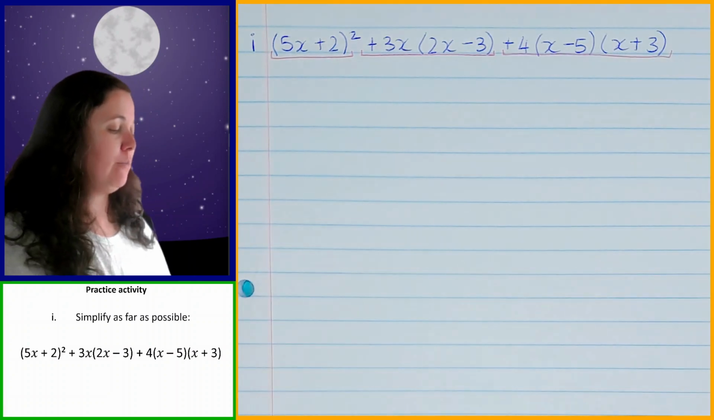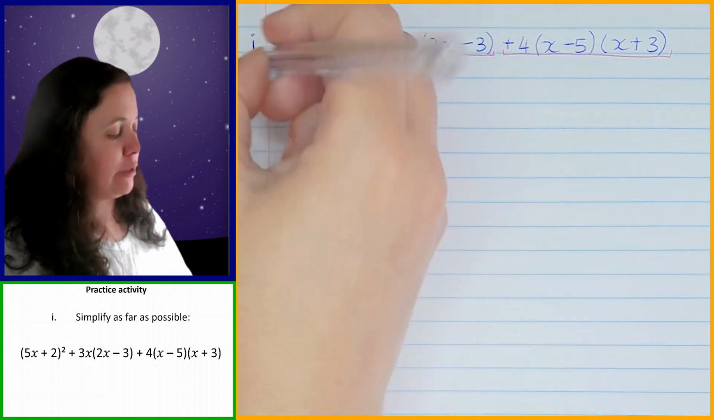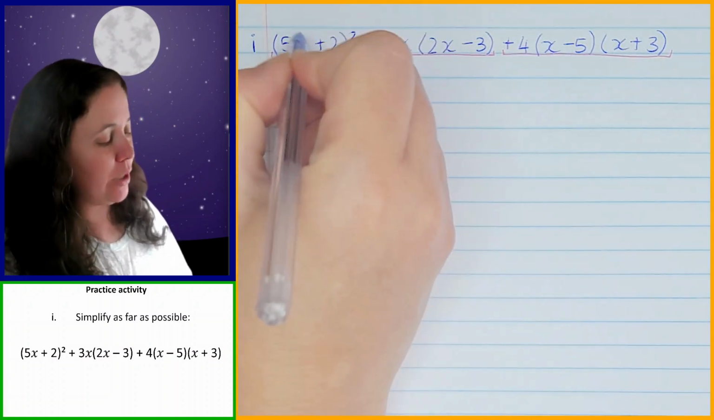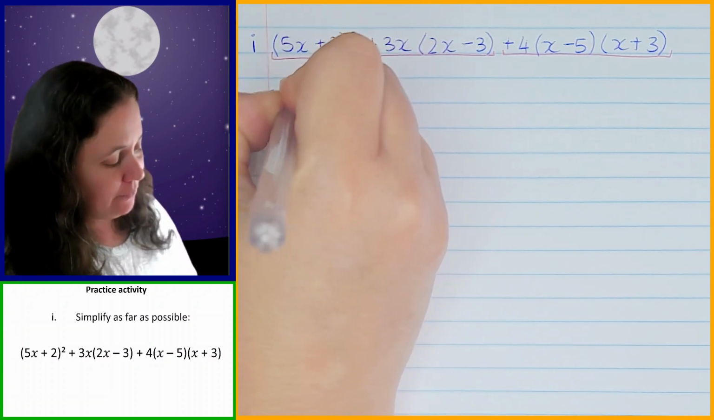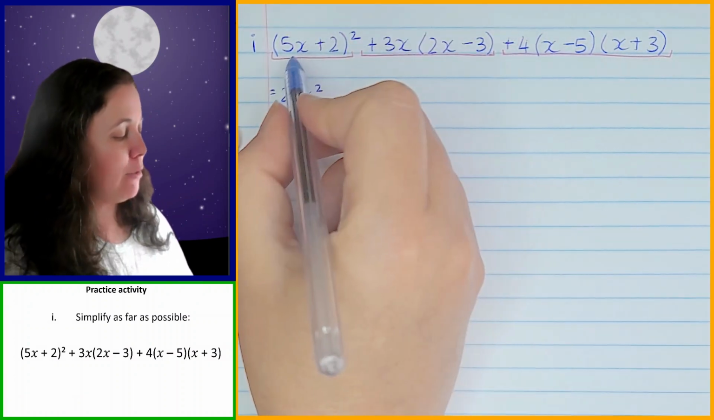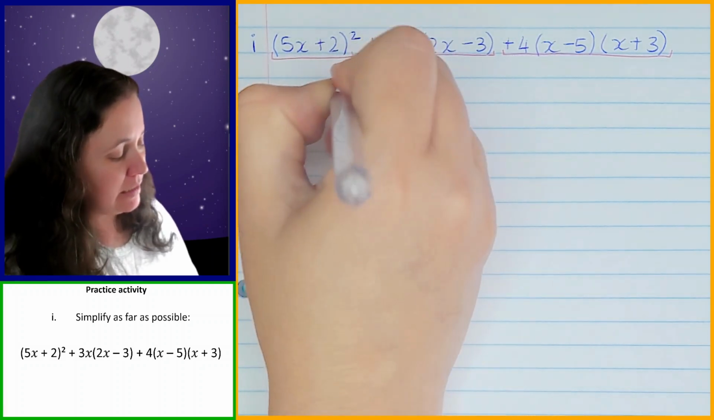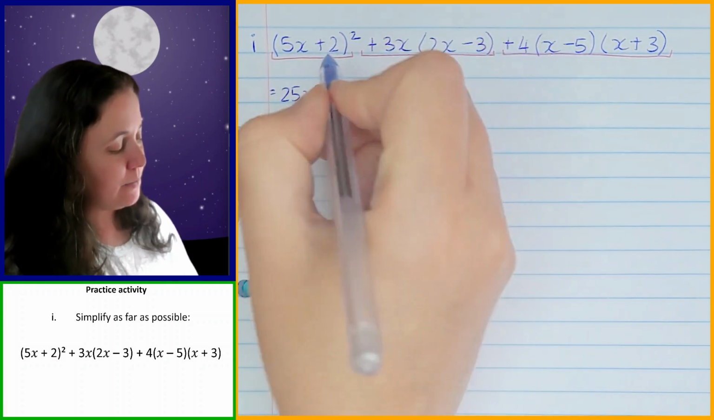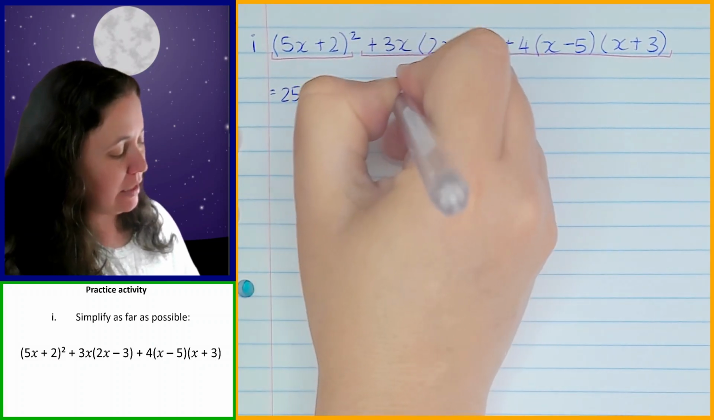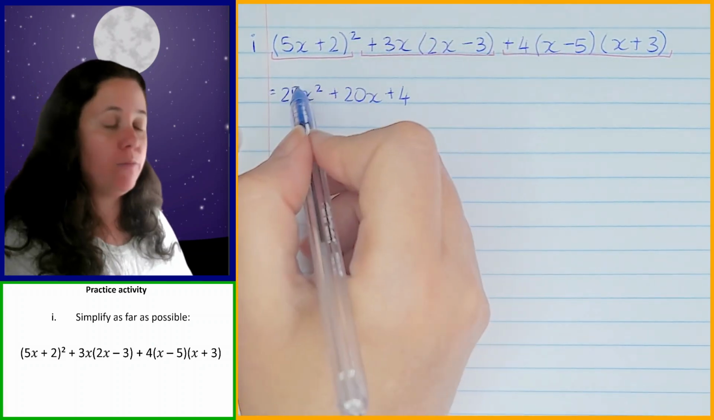So in my first term, I am squaring a binomial, so I'm going to use my shortcut. That means I square the first term, that's going to be 25x squared. Then I multiply the two terms together, that gives me 10x, and I double it, so it's plus 20x. And then I square the last term, so that's going to be plus 4. So that's my first term sorted out.